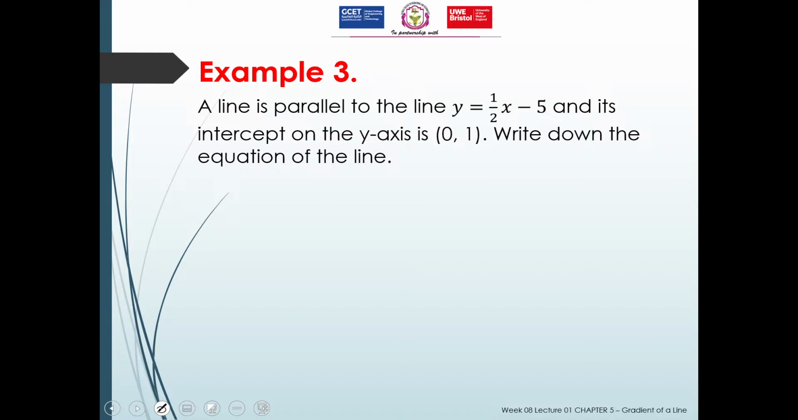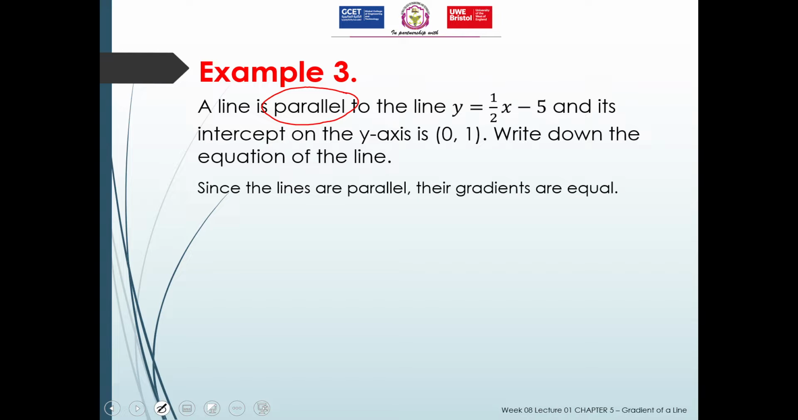Okay, let's continue. Let us take a look at example number 3 now. Example number 3 says a line is parallel to the line y equals 1/2 x minus 5 and its intercept on the y-axis is the point (0, 1). You're asked to write down the equation of the line now. The keyword here is parallel. Now when we say that lines are parallel, their slopes are equal. So when two lines are parallel, their gradients are equal. Remember this one, this is very important. Every time two lines are parallel, automatically the gradients are equal.